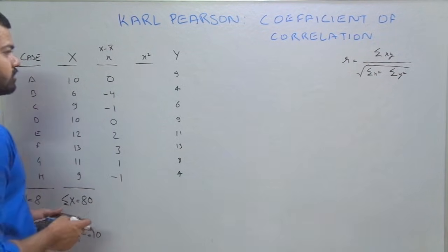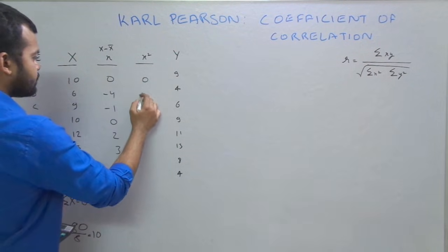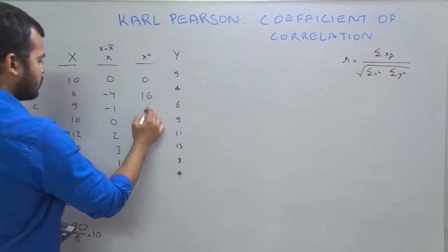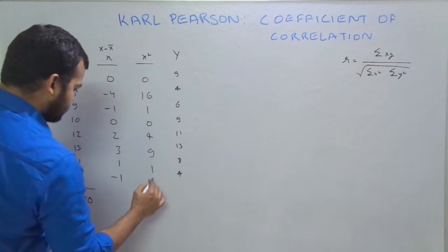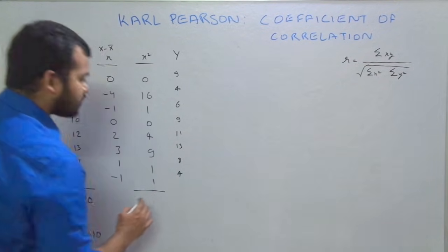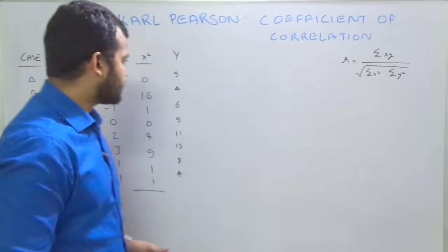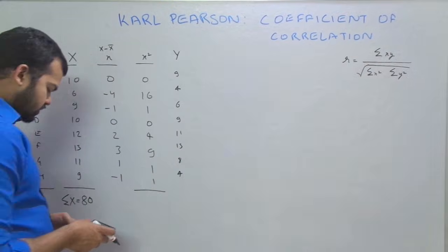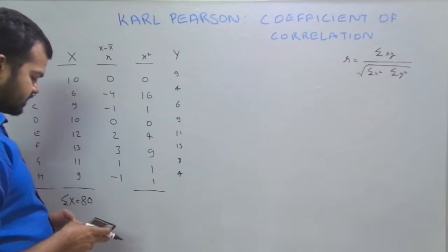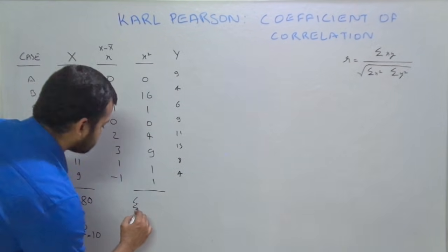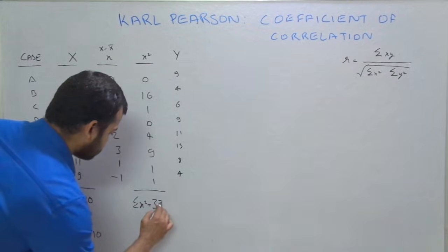So these are the entries of this column x. Now we have to calculate the squares. So 0, 16, 1, 0, 4, 9, 1, 1. The requirement of the formula is to obtain the total, summation x square. So we will just total this column: 16 plus 1 plus 4 plus 9 plus 1 plus 1. So summation x square is equal to 32.